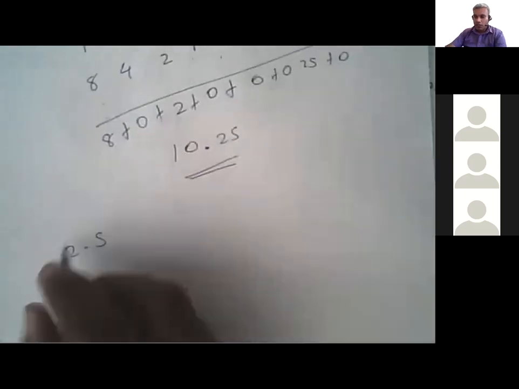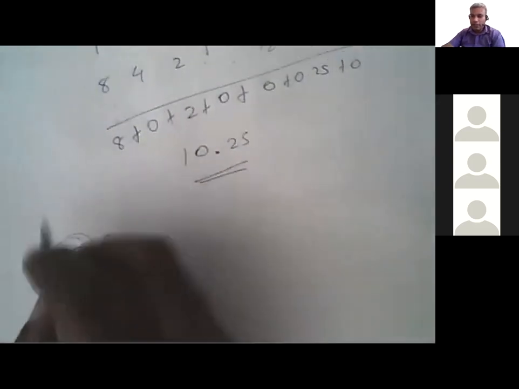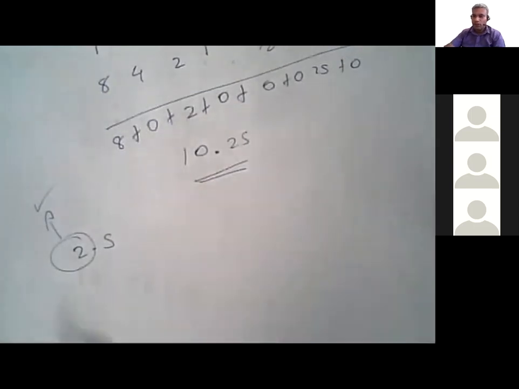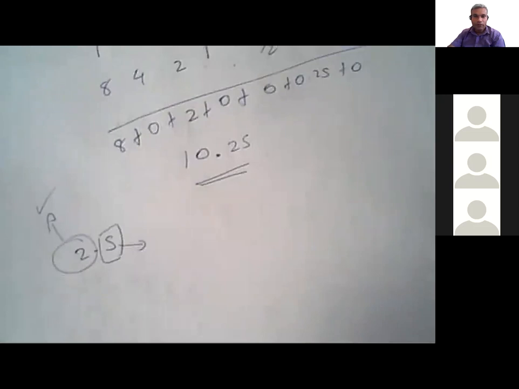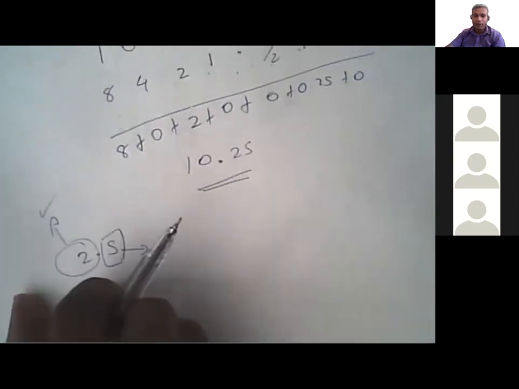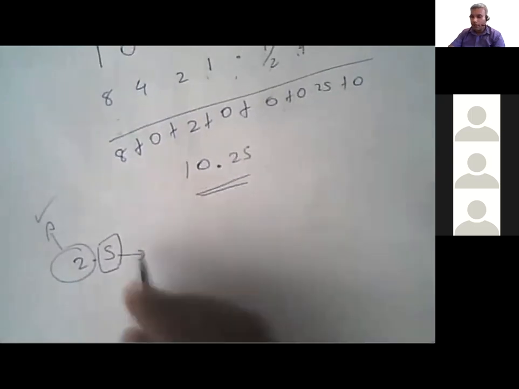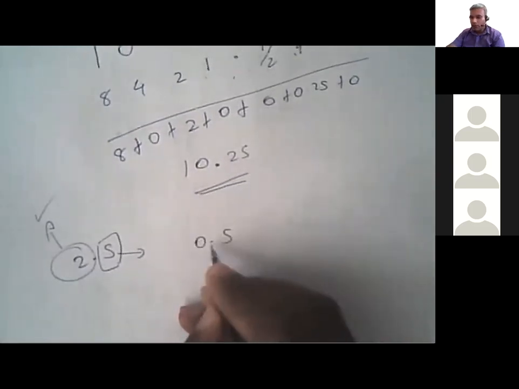2.5. How do we convert it into binary? Now this whole part, the integer part, you can do, right? So I'm not going to focus on that one. I will be only focusing on the 0.5. You can then append the whole binary part to the fractional part and you get the full number. So how do you convert 0.5?